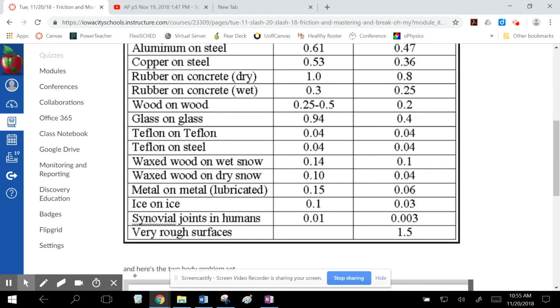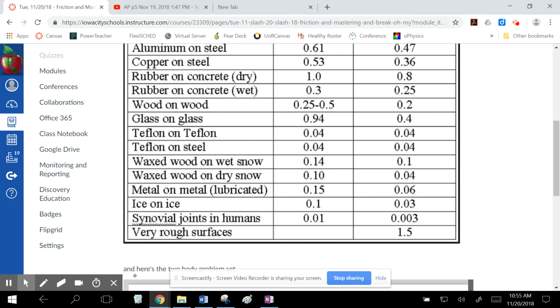Teflon is a substance that's used to coat nonstick pans. You can see it's a very, very low coefficient. So if you had two Teflon coated surfaces that were in contact, you have a very low coefficient of static friction. And actually, you have the same value for kinetic and for static. So it's kind of unique in that respect.